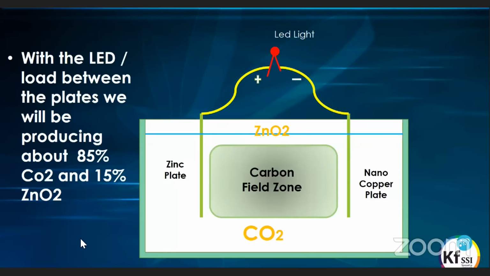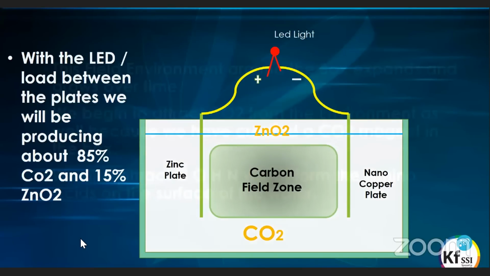So when we have the LED or that load between the plates, we will be producing around 85% of CO2 and around 15% of zinc oxide. You'll never get a pure CO2 unless we actually seal off the two plates. So we're always going to create a combination here of CO2 and zinc oxide in the water. But this method will definitely give you around 85% of the CO2.